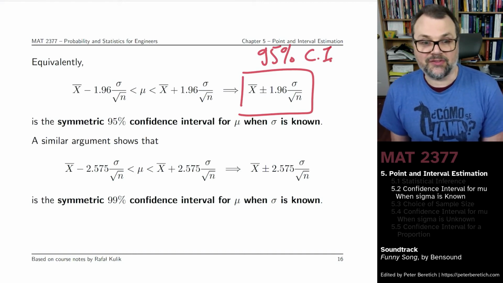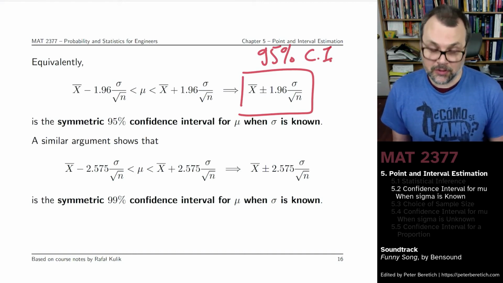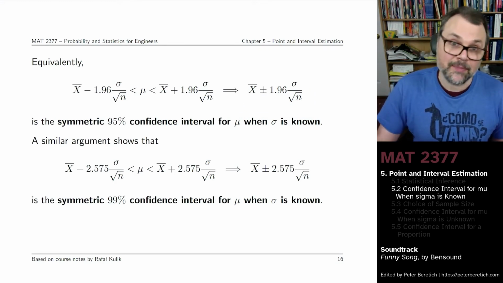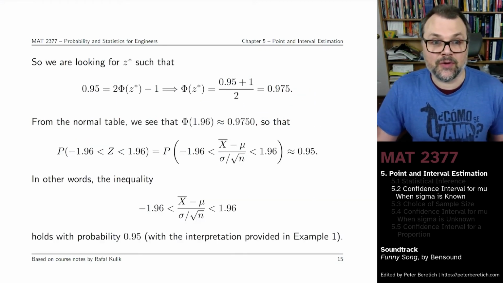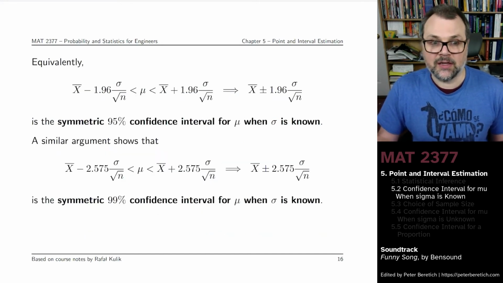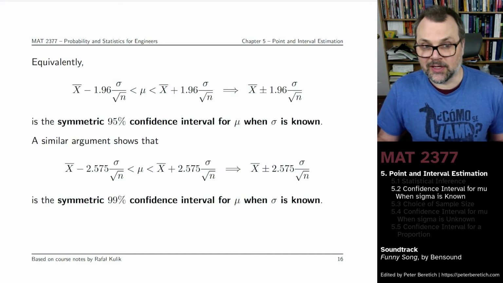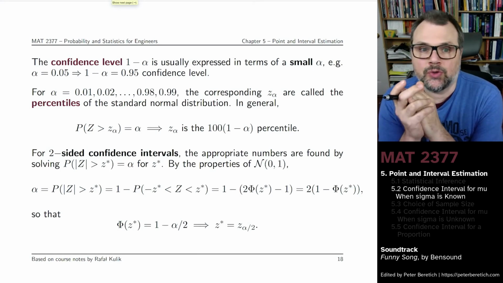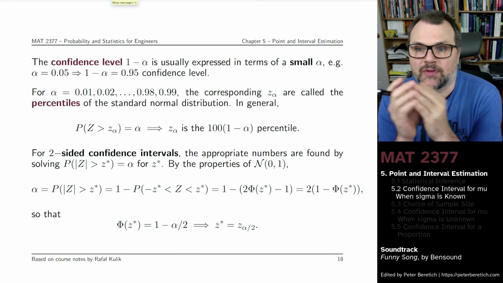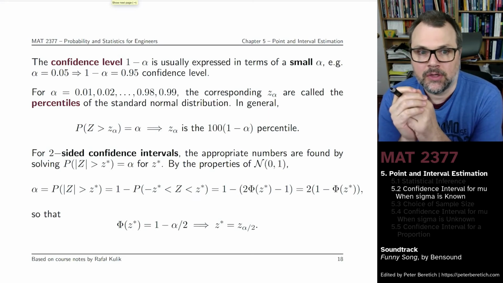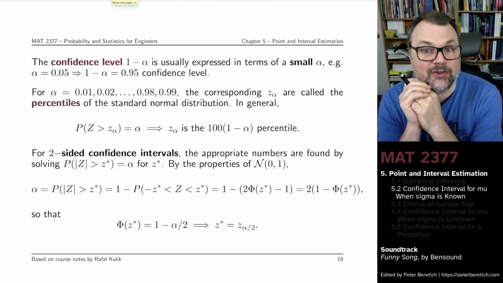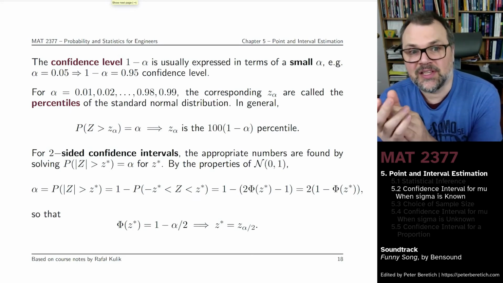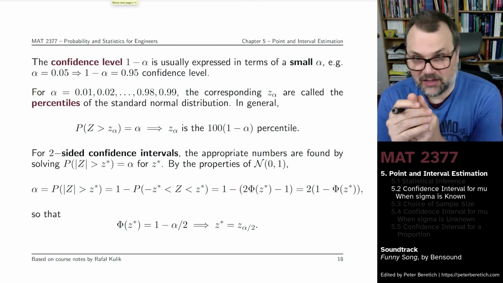If you're interested in finding the 99% confidence interval, you would play the same game, except instead of solving for this being equal to 95%, you would solve for it being equal to 99%. You would find that the value that does the trick is 2.575. The confidence level that is of interest to you, we usually express it in terms of a small alpha value. So if we say that alpha is 0.05 or 5%, what it means is that we have a 95% confidence level.